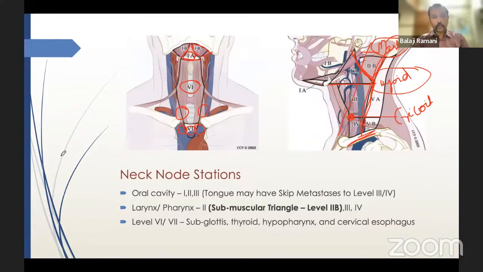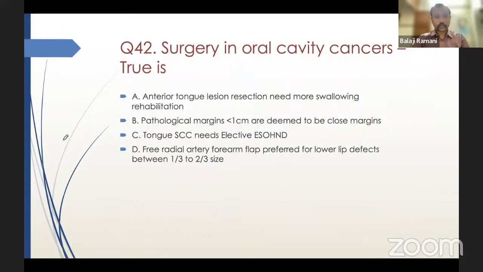The omohyoid will essentially form the boundary between level 3 and 4 as far as the soft tissues are concerned. Did you get it? The soft tissue boundary between level 3 and 4 is going to be formed by the omohyoid. That is why you call it a supraomohyoid neck dissection.